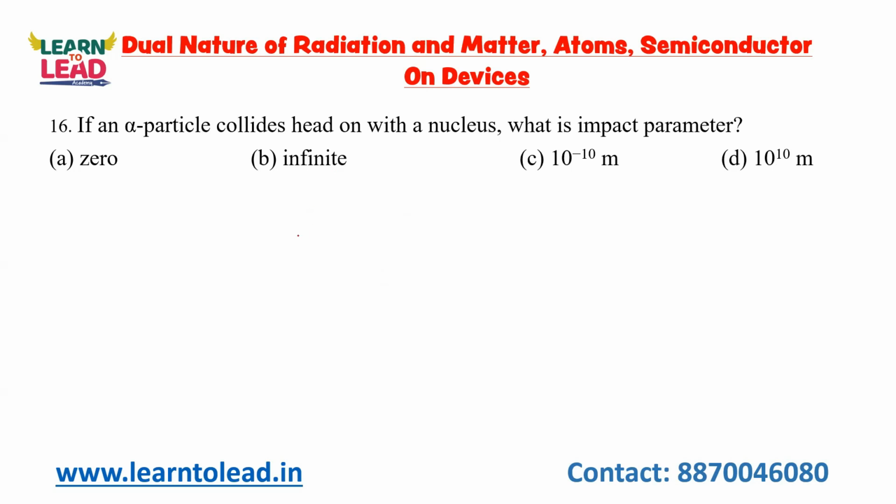If an alpha particle collides head-on with a nucleus, what is the impact parameter? 0. For a head-on collision, the impact parameter is 0. What is 1 femtometer? 10 to the power minus 15 meter. Just note down 10 to the power minus 15 meter. It should be remembered, right?